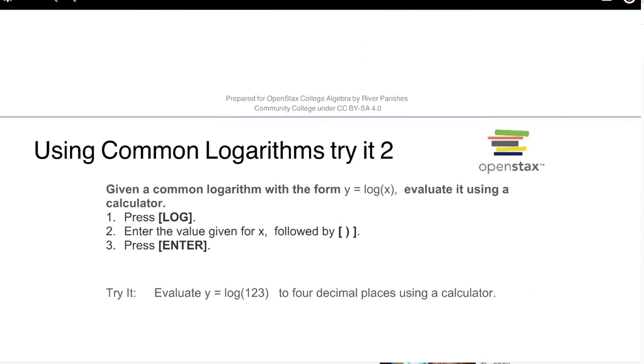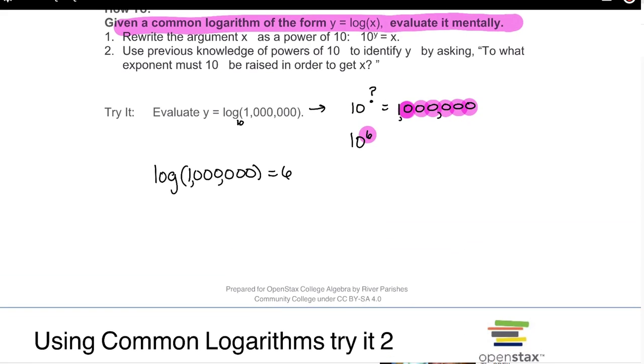So let's try a couple more. Let's try log of 100. So log base 10 of 100. Log of 1 over 10. Log 10,000. All right, so see if you can do those mentally. See if you can figure out what the exponent for each of those would be, and then come back and unpause the video when you're ready to go over them.